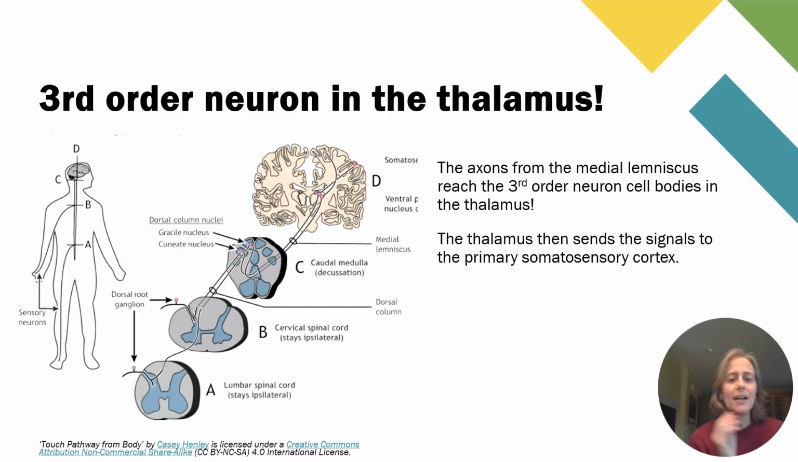So here we are now, we've decussated to the contralateral side, our axons are going up through the medial lemniscus, and then they're going to synapse with our third order neuron in the thalamus, which is then going to send nerve fibers out to the parietal cortex, to the primary somatosensory area. And that's how we get where we want to go.